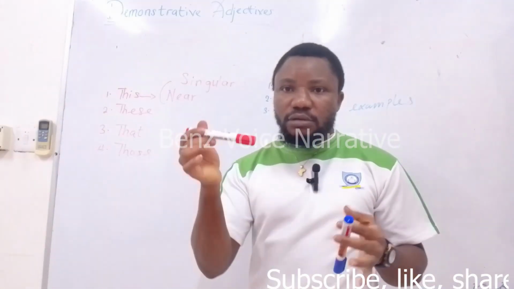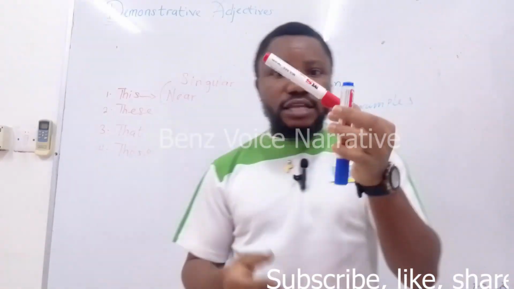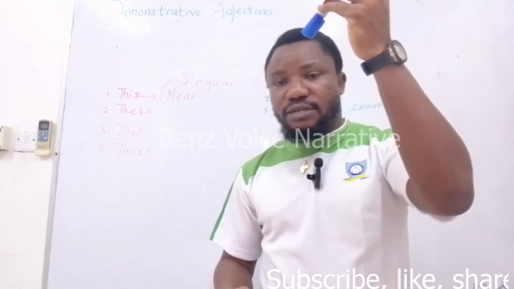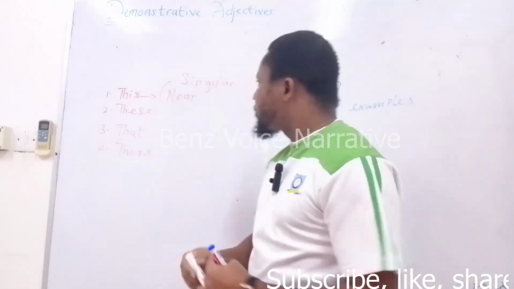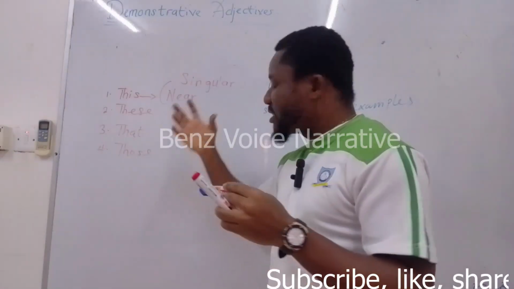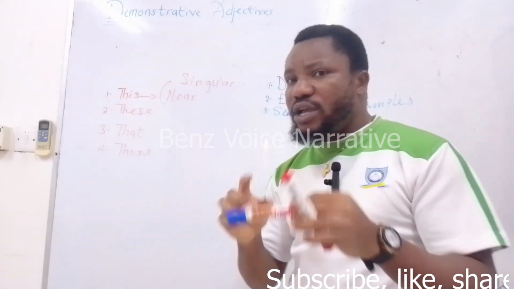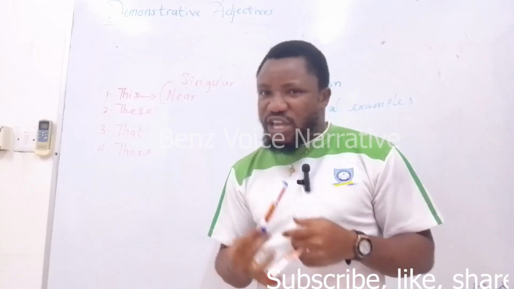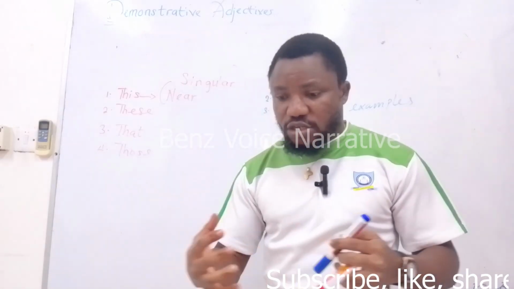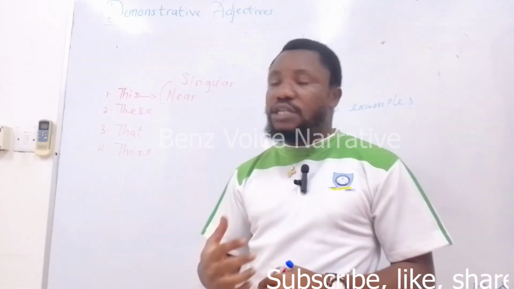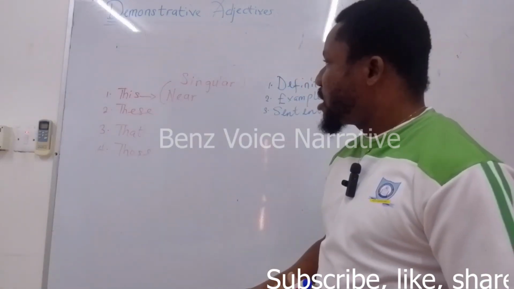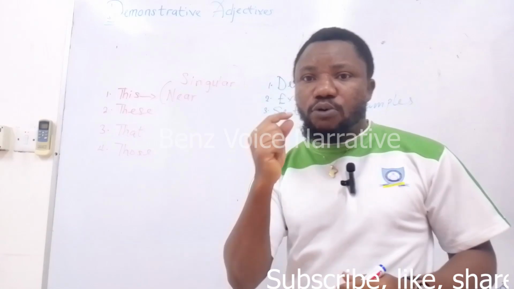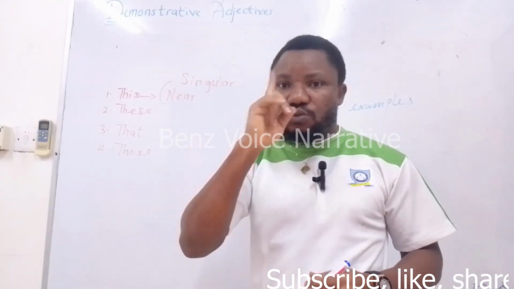Now look at this. Look at this marker in my hand. This is a red marker. This that I'm holding. This, right? This blue marker is mine. So this is a demonstrative adjective that points to an object that is within proximity to the person who is speaking. And again, I said it's singular in nature. That is, it only points to one item, just one.